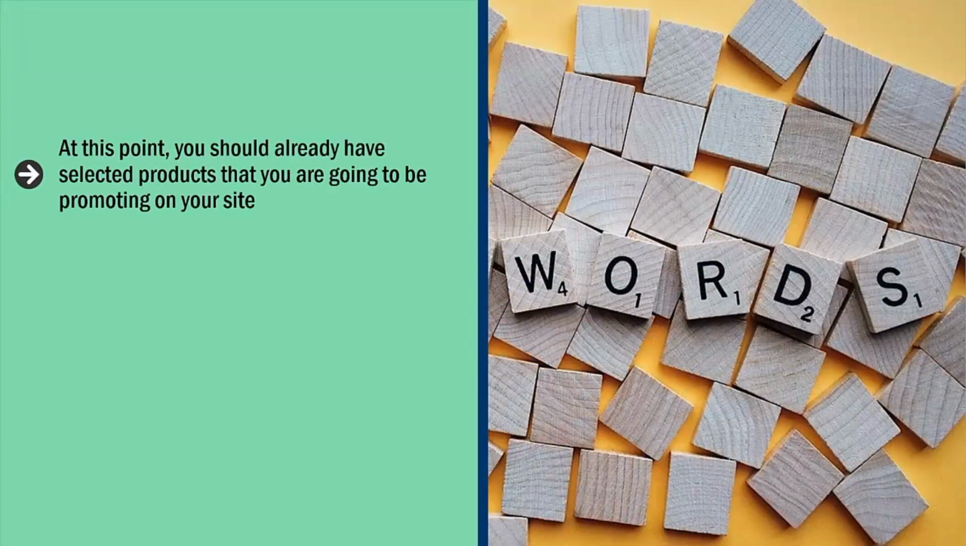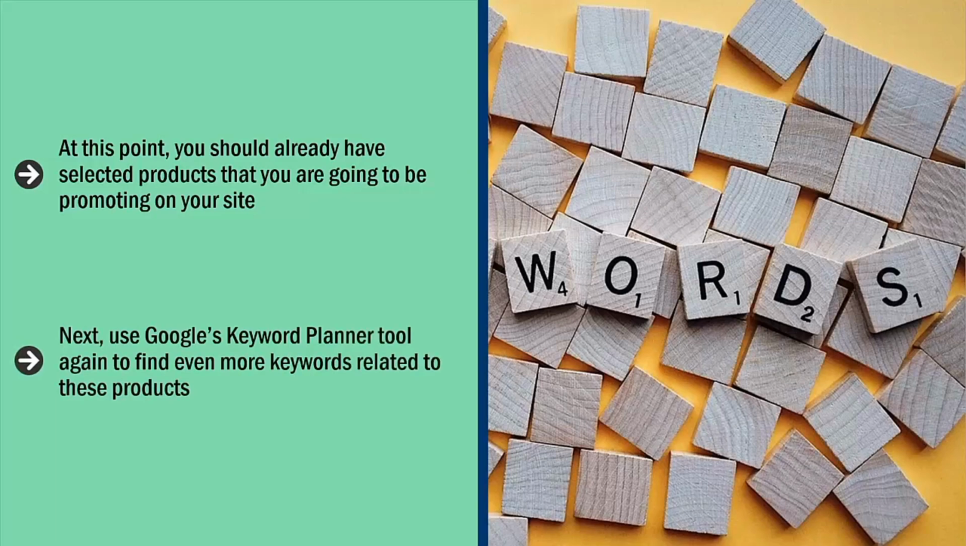At this point, you should already have selected products that you are going to be promoting on your site. Your next step is to find websites that promote these products. Look at their meta descriptions, look at their headings and subheadings, and reverse engineer their keyword targets. These pages target certain keywords, so get all those keywords.